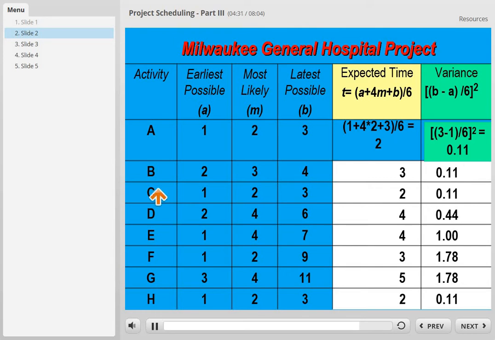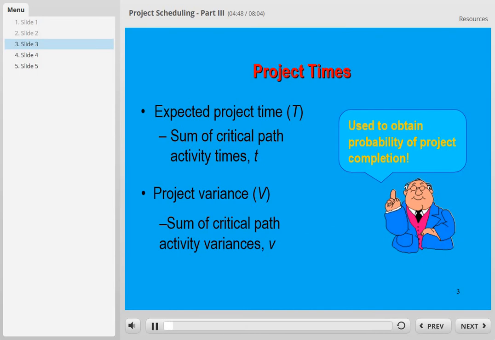We do the same thing for B, C, D, E, F, G, H. So I have done that, and they're listed here. So we have expected time for each activity and the variance for each activity. Now the expected time for the whole project is the sum of the estimated times t of activities on the critical path. The variance is the summation of activity variances on the critical path.